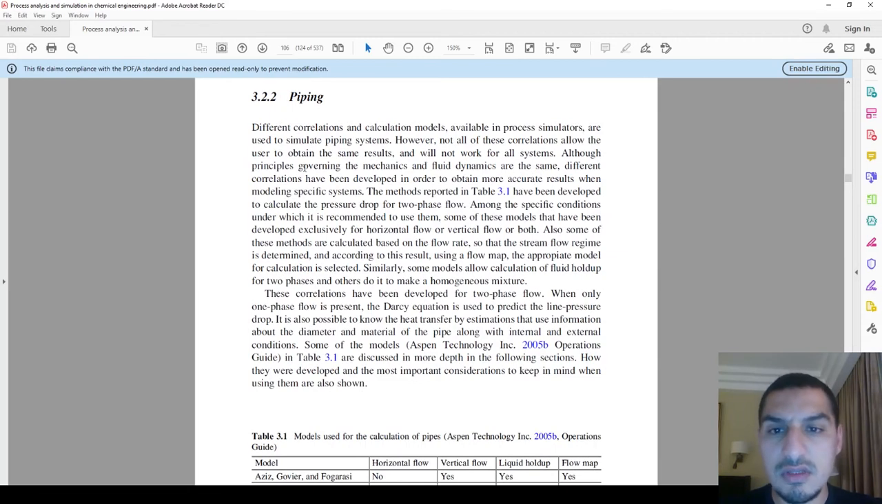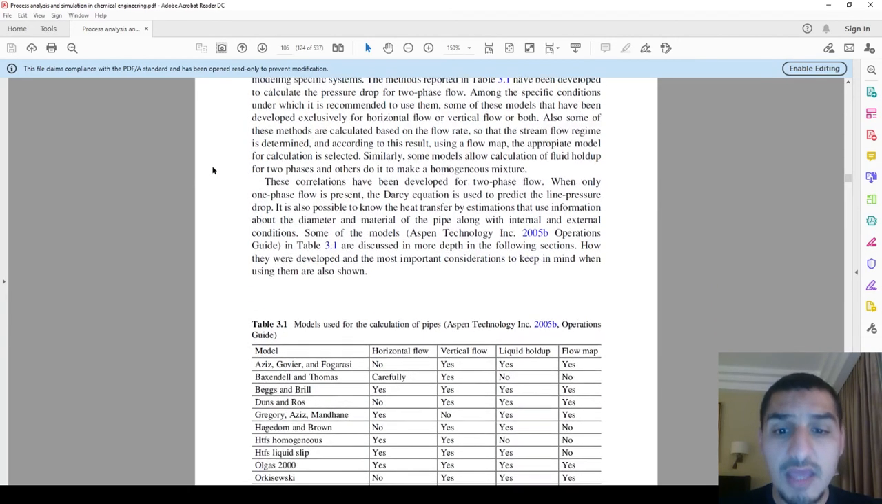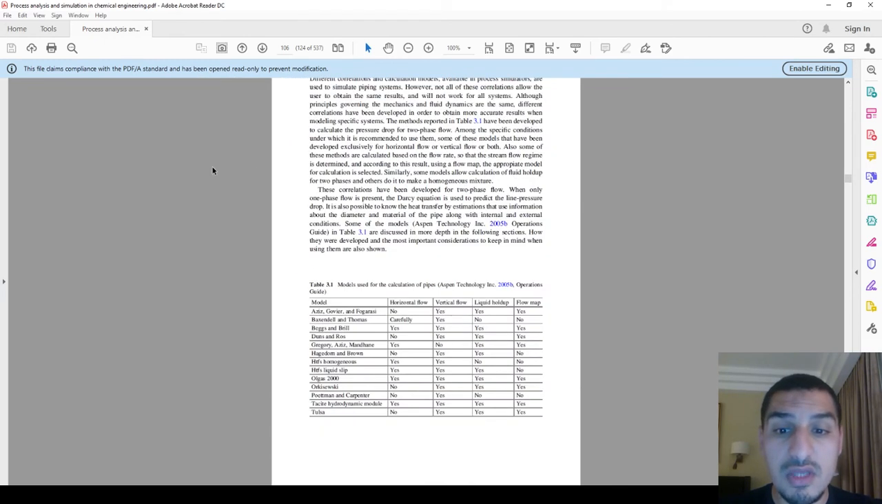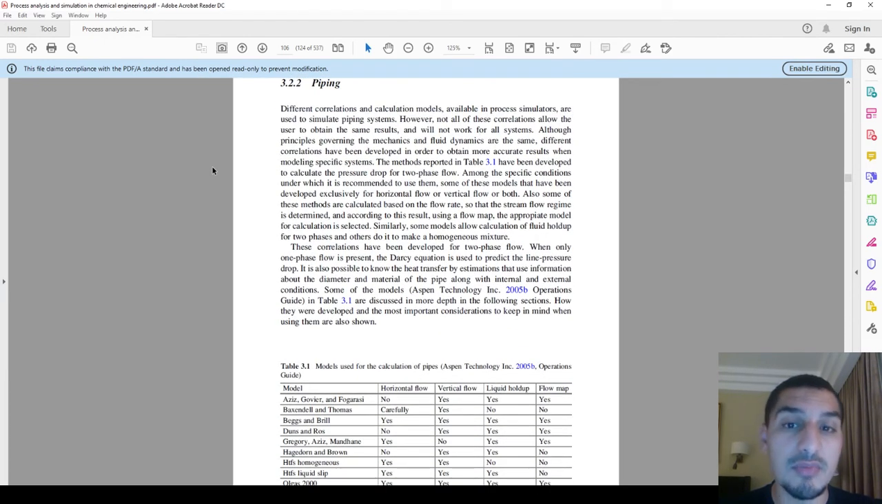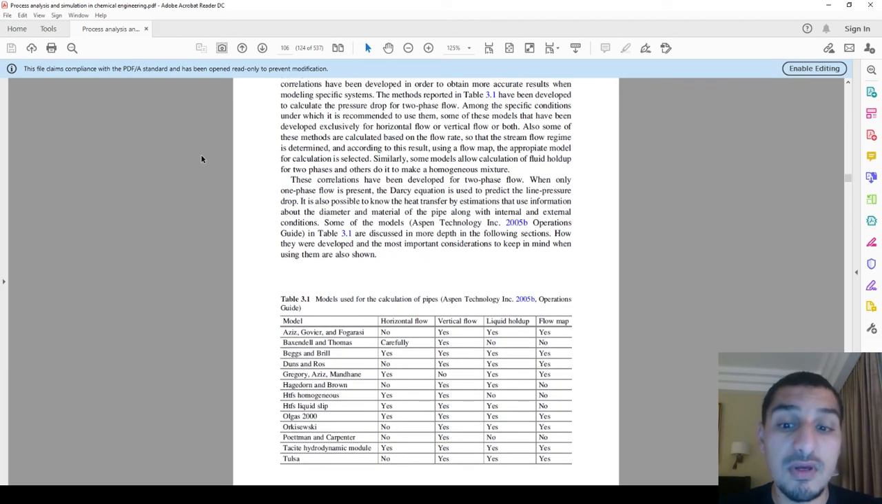Then the chapter goes through the piping and the models that are used in Aspen Plus for modeling the piping. This is kind of an important thing, because in this part we'll see that there are many types of flows that we will face. You might have horizontal flow, vertical flow, or liquid holdup, and there are many systems that cannot be modeled using the Bernoulli equation. The Bernoulli equation is very nice and simple, but it is not applicable for all cases.